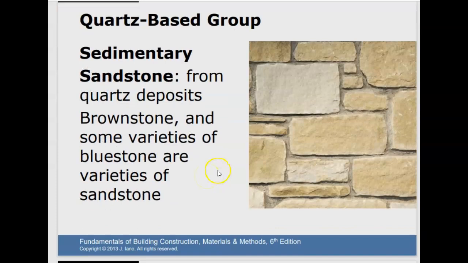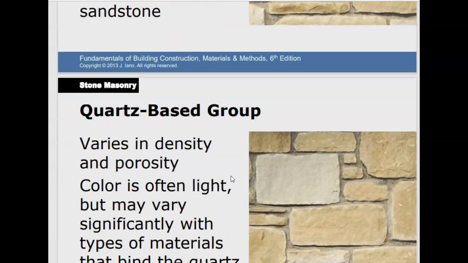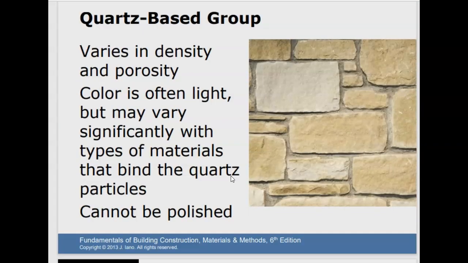The quartz-based group: sedimentary sandstone from quartz deposits, brownstone, just like the tenements in New England are largely made of brownstone, and some varieties of bluestone are varieties of sandstone. Bluestone, very interesting looking color that comes out of it. In the quartz-based group, it varies in density and porosity. The color is often light but may vary significantly with types of materials that bind the quartz particles, and it cannot be polished, so it keeps its rough, saturated look.